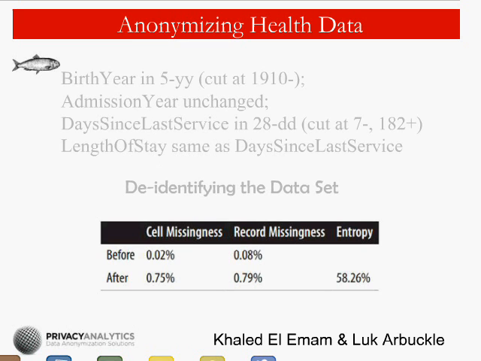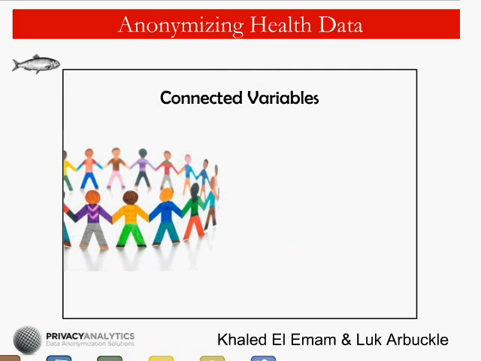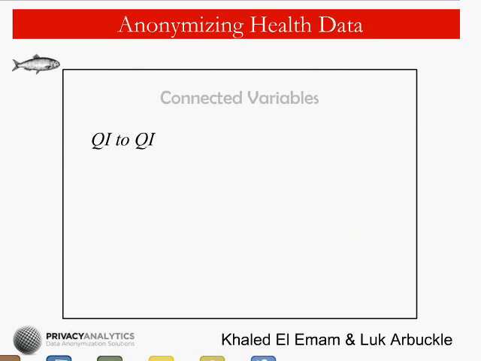But there's an important one here, and that's the length of stay and days since last service. They're the same, and there's a reason for that, and that's because we connected them. We call these connected variables. It's important that you not generalize 2 different fields that are related differently. You don't want one to be in days, the other one to be in weeks, or in this case, 28 days, so basically a month and a week. So you want to keep them connected together when you apply this generalization and suppression.